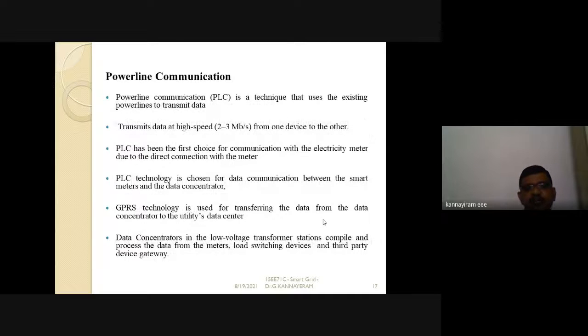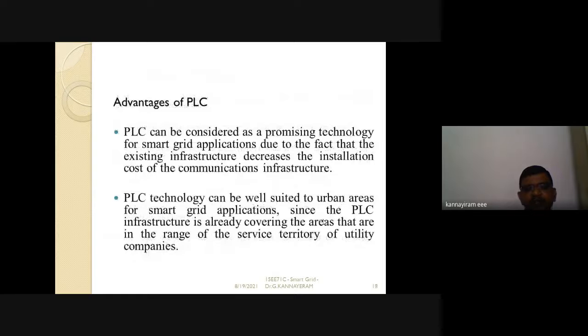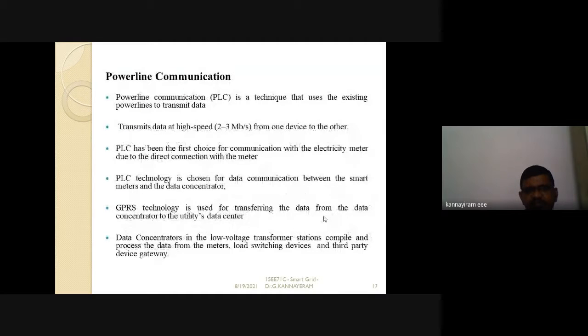Power line communication: we are already using our transmission line, so we can transmit data at a high speed of 2 to 3 megabytes per second from one device to another device. PLC, power line communication, is the first choice of communication with the electricity meter due to the direct connection with the meter. We always connect the smart meter with our power line, so communication is much easier. Here the PLC technology can be chosen for the data communication between the smart meter and the data concentrator.